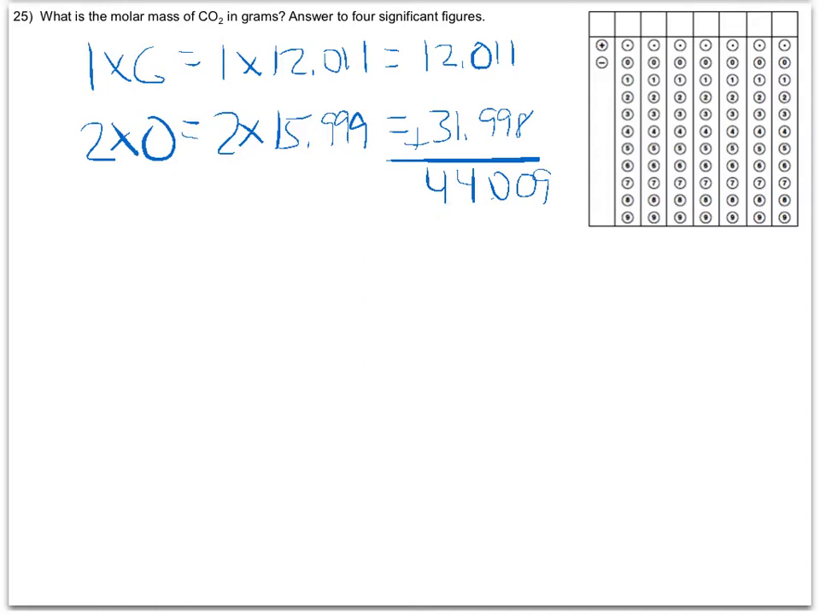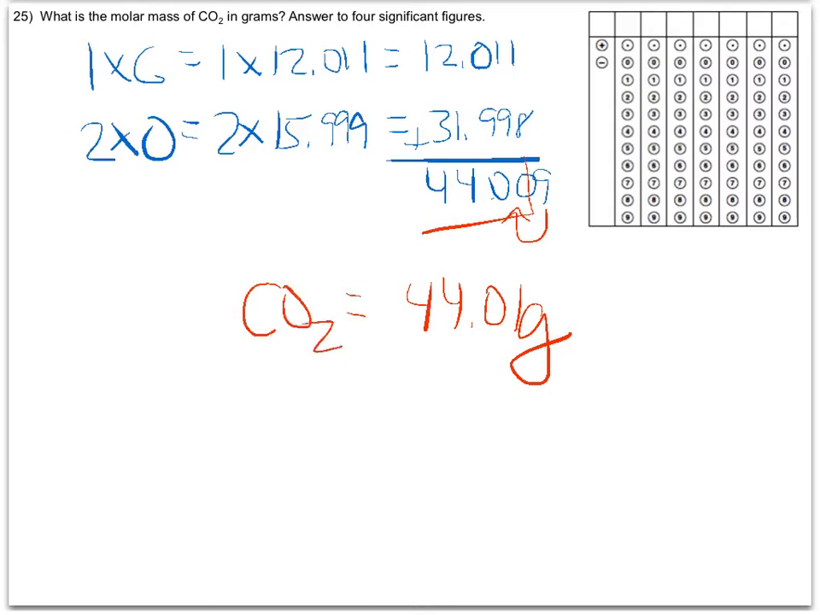So 1, 2, 3, 4. Which means that the 9's going to round that 0 up. So you get 44.01 grams. And that's the mass of CO2. Okay. So bubbling in, we have positive 44.01.